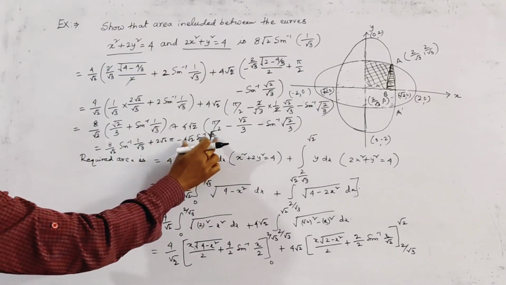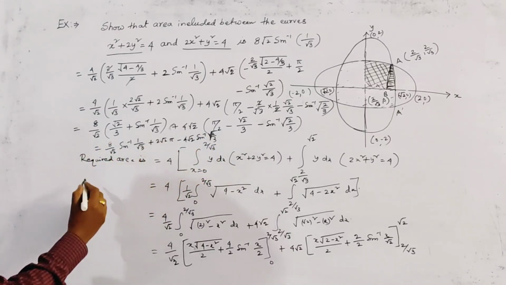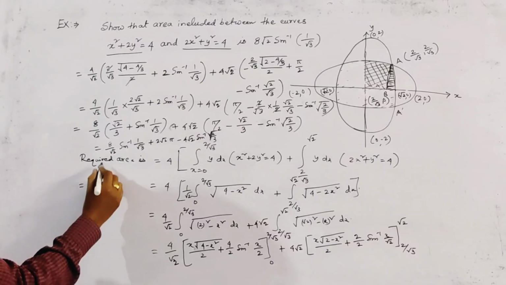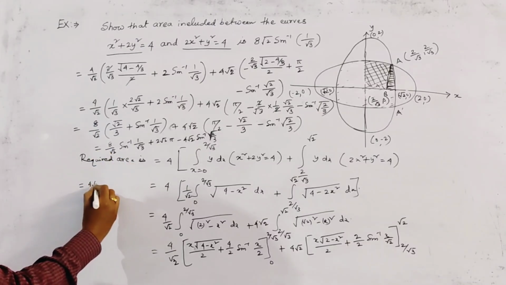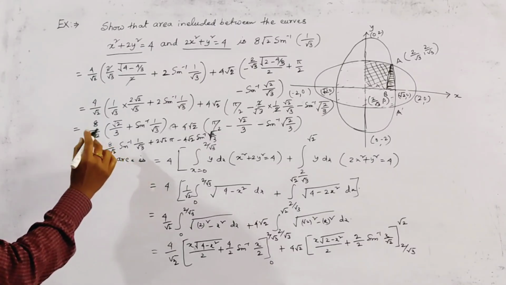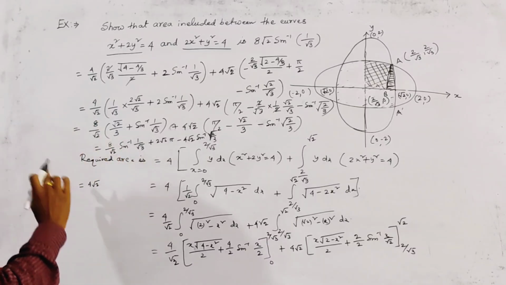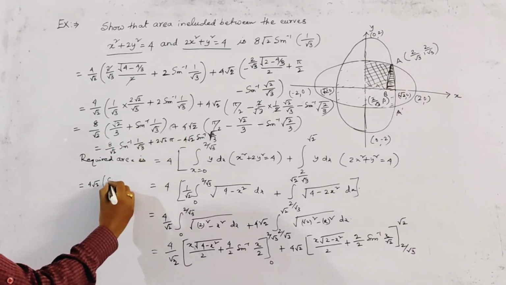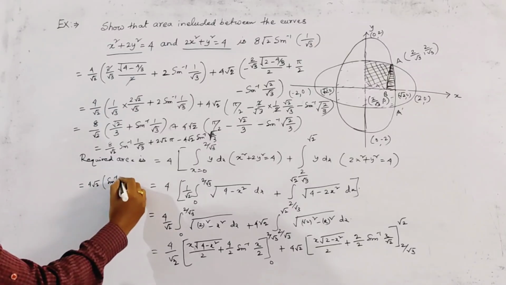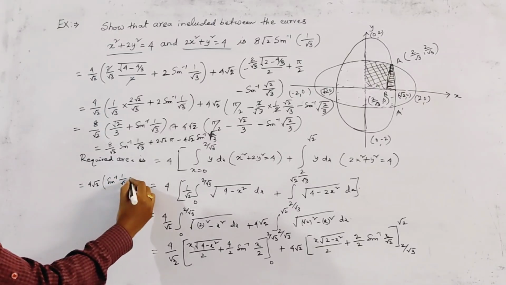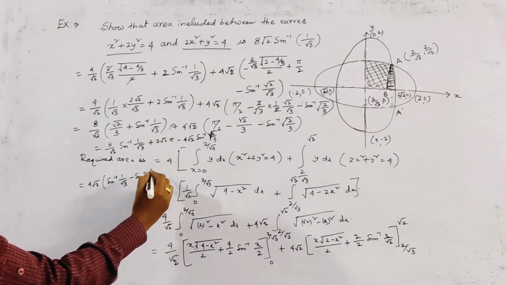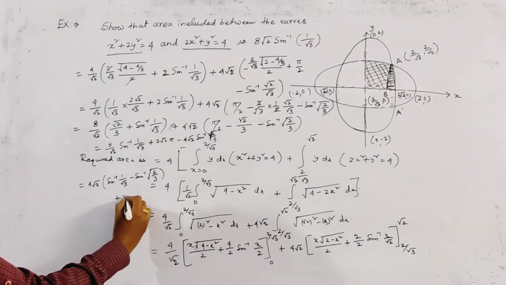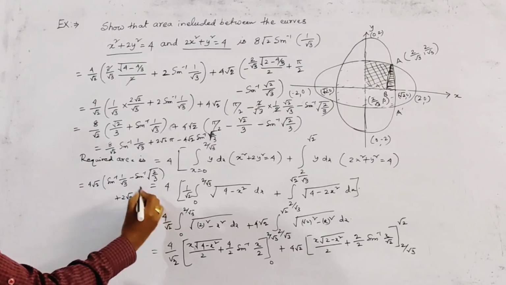Now we take common from this sin inverse and this sin inverse. We get 4 root 2, because 8 means 4 into 2, root 2 cancels out. So we take common 4 root 2 from here and here, and we get sin inverse 1 by root 3 minus sin inverse root 2 by 3, plus 2 root 2 into pi.